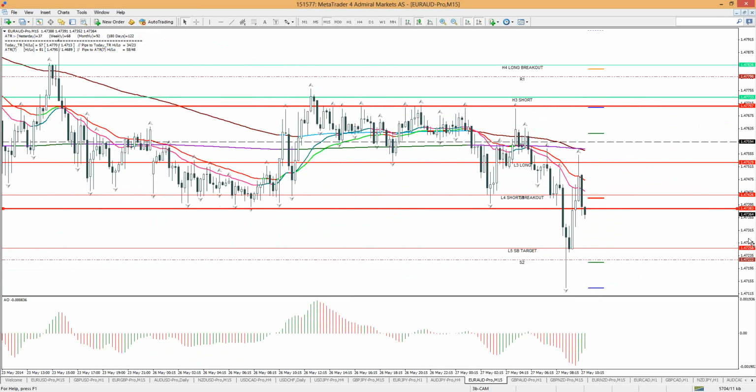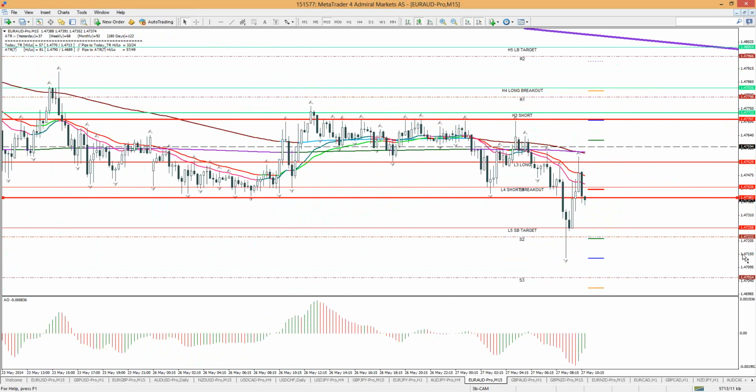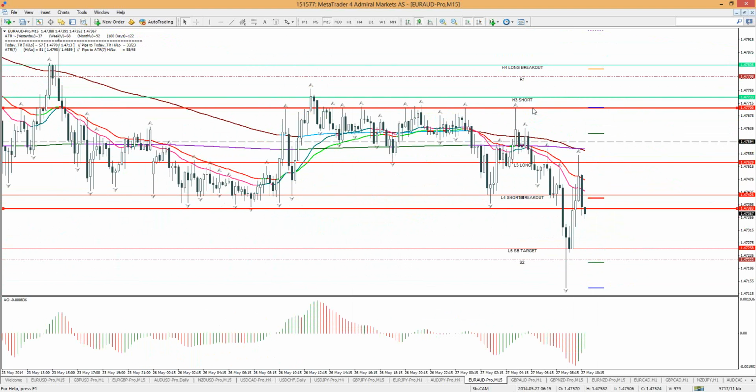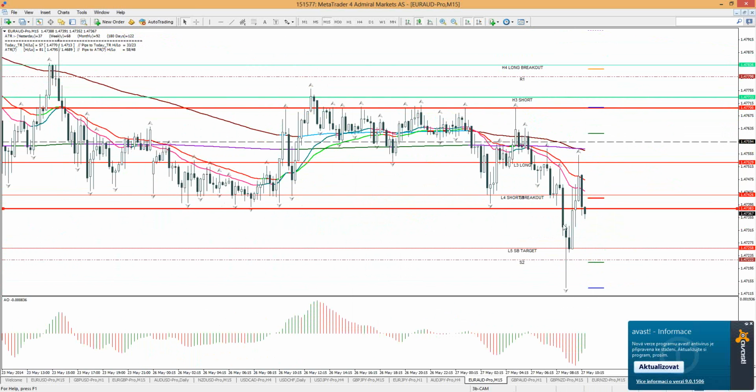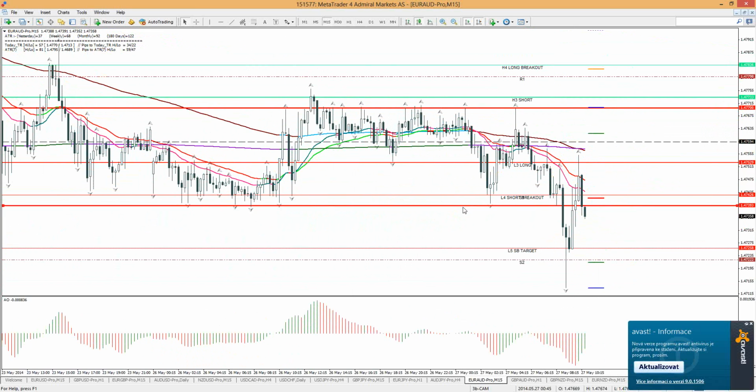Let's take a look at the 15-minute chart. So those are the bulls and bear lines. 147.70, a push above that and a close above that would signal strength. A close below this 147.38 would signal weakness.